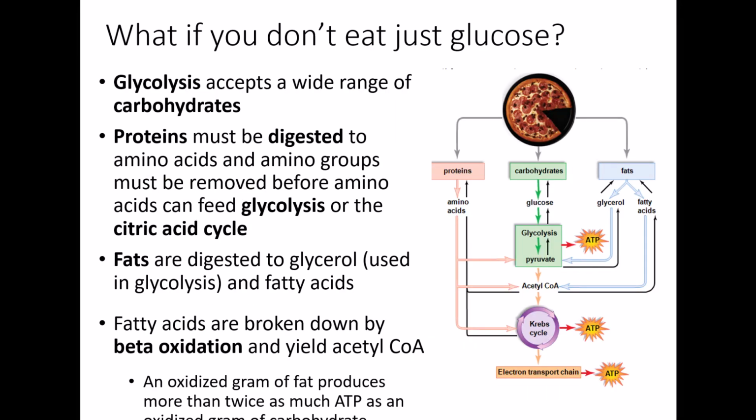So we absolutely eat more than just glucose. We just didn't go into every other organic molecule because it's hard enough to learn just this first part, right? Glycolysis accepts other carbohydrates besides just glucose. Proteins need to be broken down into amino acids before they can be fed through glycolysis or the citric acid cycle. Fats are digested to glycerol and fatty acids, which can be broken down by beta oxidation and yield acetyl coenzyme A. And actually, an oxidized gram of fat produces more than twice as much ATP as an oxidized gram of carbohydrate.